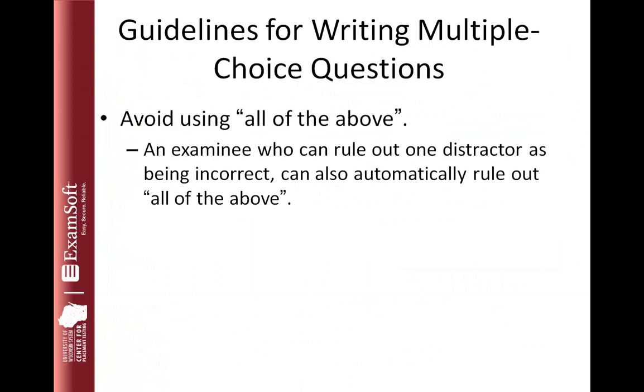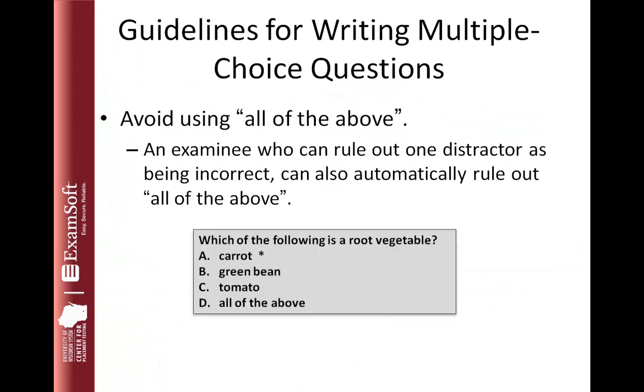And we want to avoid using "all of the above." And there's a couple reasons for this. The first is an examinee that can rule out one answer as being incorrect will also automatically be able to rule out "all of the above." So for example, if I can rule out tomato for multiple reasons as not being a root vegetable, then I can automatically also rule out "all of the above." So if I really have no idea what the answer is to this question, I've still given myself a 50-50% chance of guessing correctly.